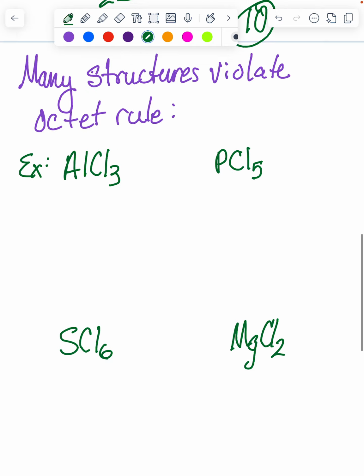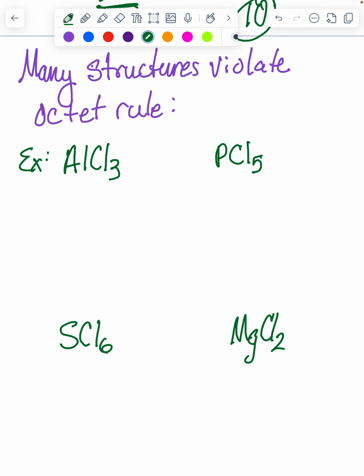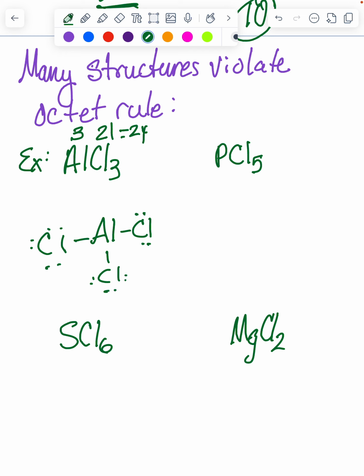Other ones that violate the octet rule are the following. AlCl3. Al only has 3. Chlorines are 21 altogether, so we get 24. Al is going to go in the middle with the Cl's all around, all right? And you know all the Cl's are going to get their dots. But does Al get dots? No, it doesn't. It is in column 13. It has 3 valence electrons. It can only make 3 bonds because it's going to give those away. And if you count, you have 8, 8, and 8, which is 24.